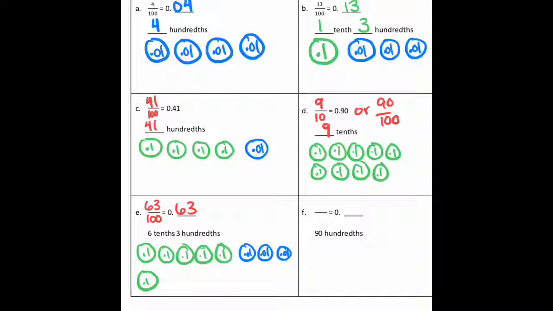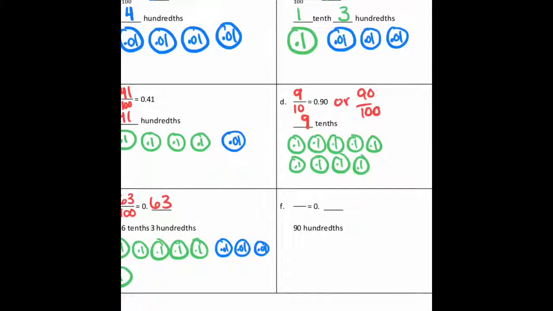Okay, and our last one says 90 hundredths, which we know is the same thing as 9/10ths, but I'm still going to write it as 0.90. And I could put it as 90 hundredths or 9/10ths. And instead of drawing out 90 hundredths discs, that would take way too long, I'm just going to do the 9/10 discs.